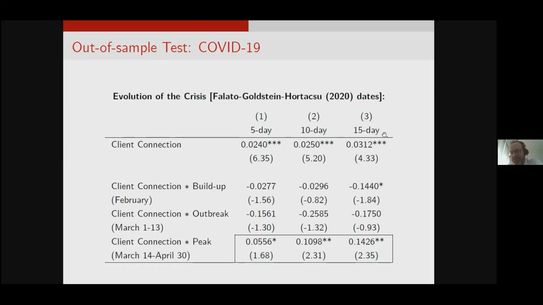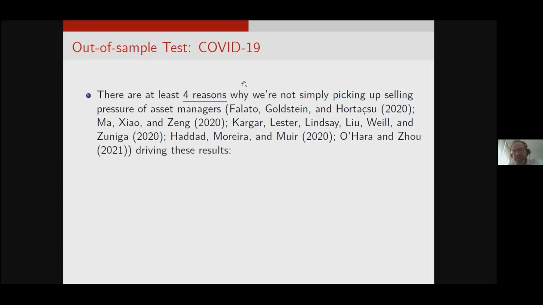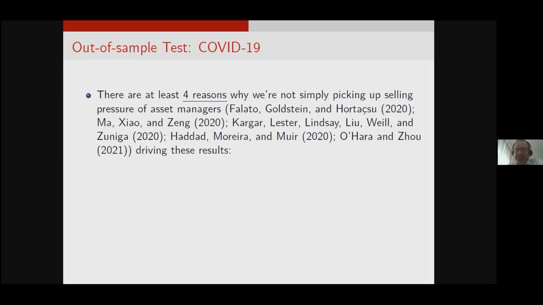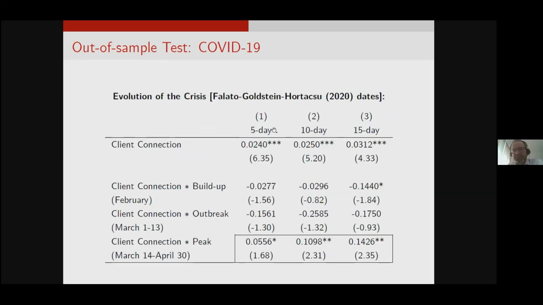And indeed, we find that the baseline connection effect is about 2-3 basis points in the last 3-year period as well. But more importantly, the effect is much stronger during what Goldstein calls the peak of the COVID crisis period. Now, it's interesting that lots of papers emphasized that this period has been about selling pressure of asset managers, such as, for example, sophisticated clients in our data set. So there are at least 4 reasons why we believe that this result, the fact that one additional connection generates much more performance during March 14 to April 13th, is not related to selling pressures.